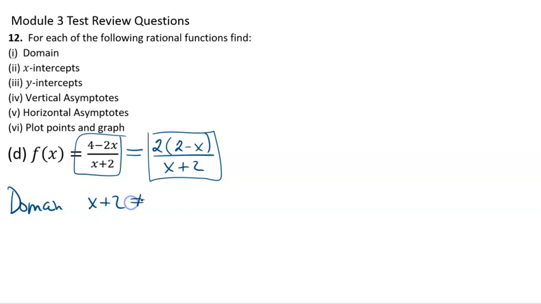Better yet, not equal to 0 because x is not allowed to be that value, which is -2, which leaves me going from -∞ to -2 and then union -2 to infinity. Everything else is fair game.